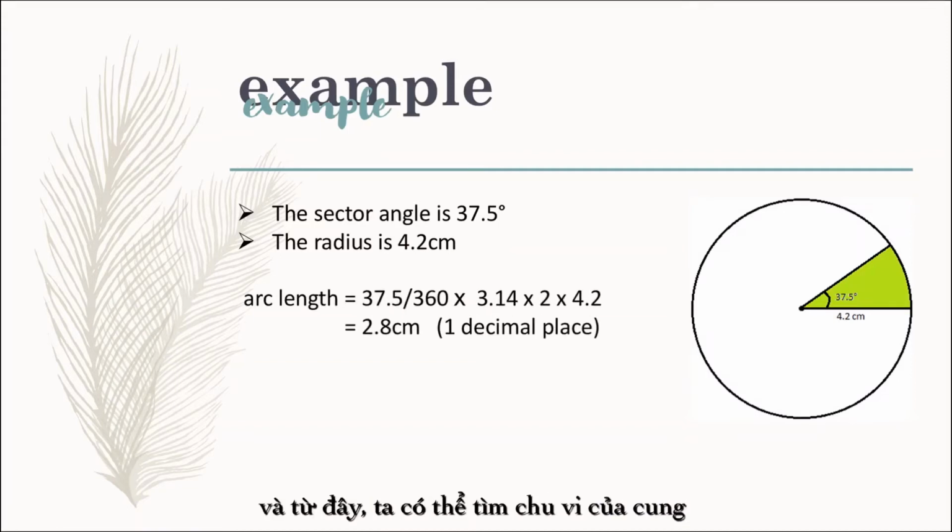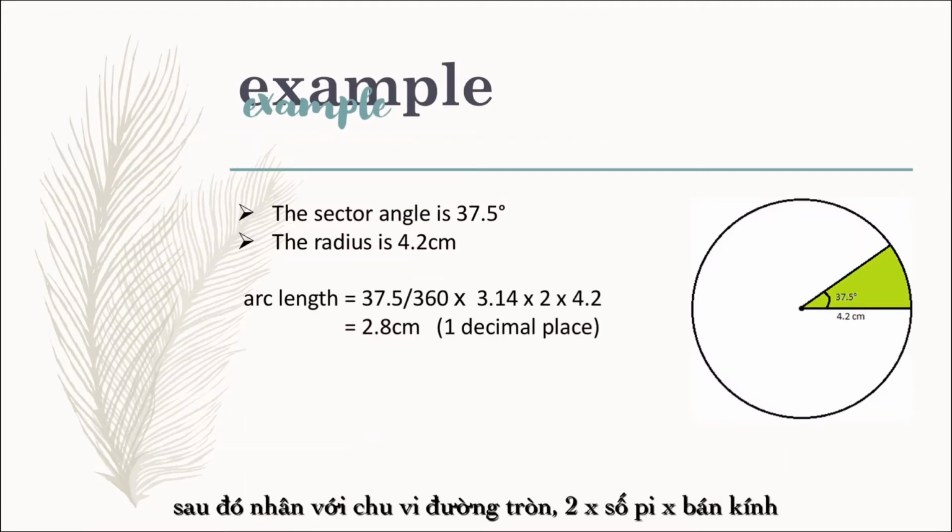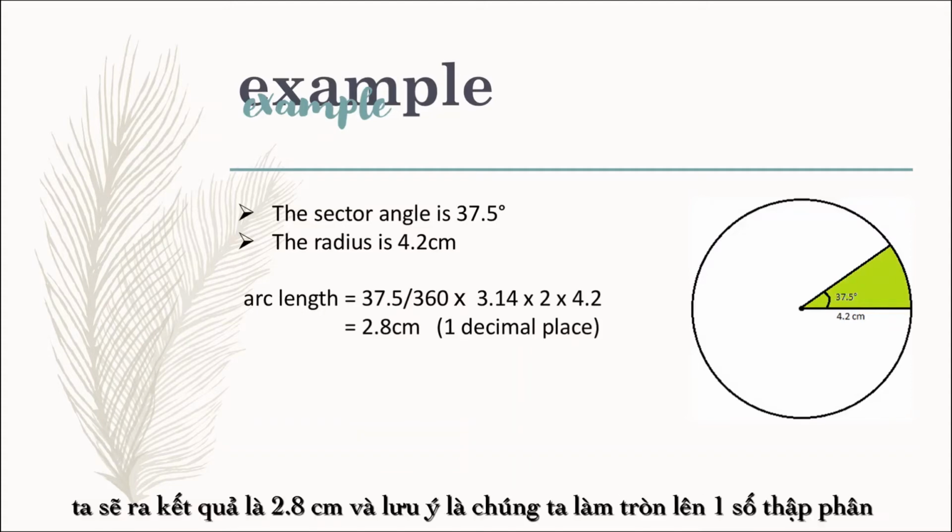And from these two, you can go ahead and find the arc length by dividing the sector angle by 360, then multiply it by the circumference of a circle, which is 2 times pi times r, which gives us 2.8 centimeters. And make sure that you're rounding it to one decimal place.